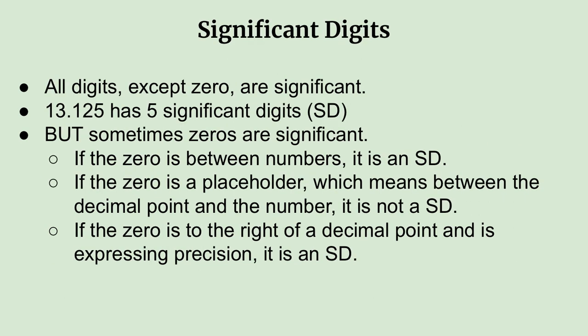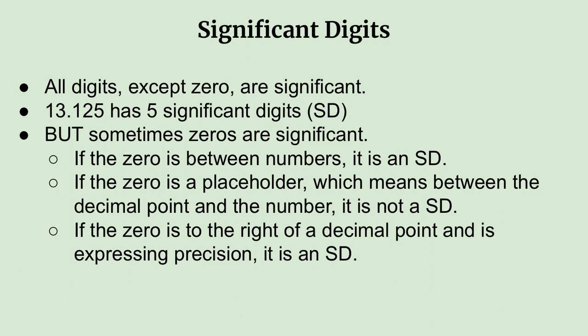So when we're looking at significant digits, all digits except 0 are significant, but there's even a caveat to that, which we'll get to. So that first example, 13 and 125 thousandths, has 5 significant digits. Those 5 numbers are what we're going to call significant digits, which helps us make sure we're being precise with our measurement. But sometimes zeros are significant. If the 0 is between 2 numbers, it's an SD. If the 0 is a placeholder, which means between the decimal point and the number, it is not an SD.